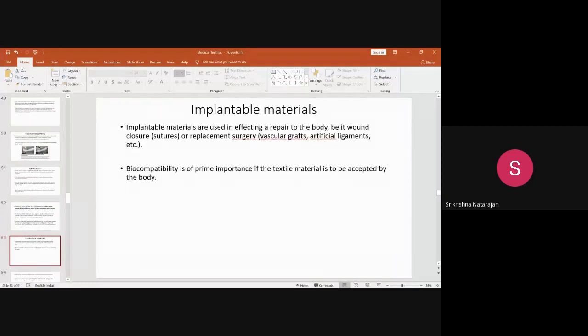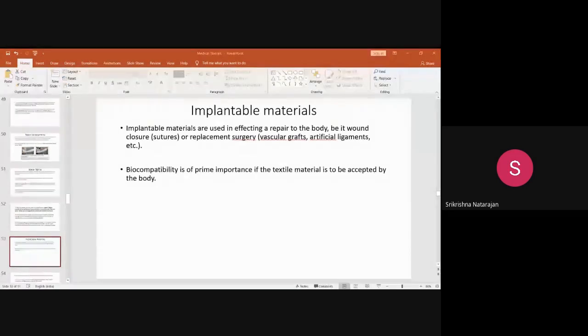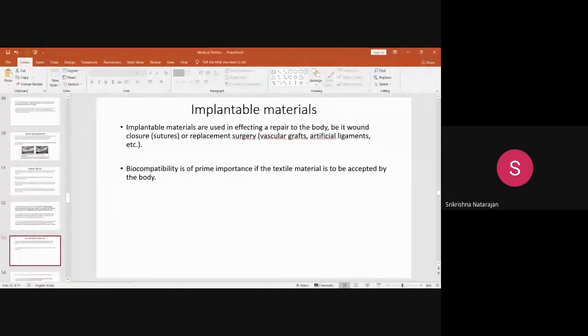So today we'll move on to the next topic, which is the implantable materials. So what are implantable materials? So far we have been discussing only non-implantable materials. But now we are going to discuss implantable materials. Implantable means which can be implanted inside the human body. That is for internal use.